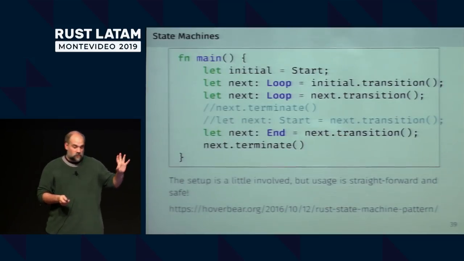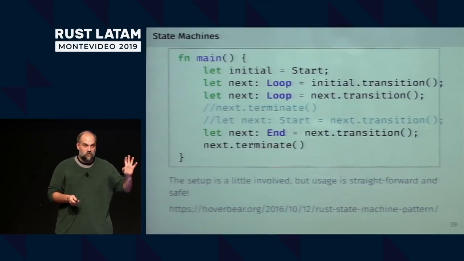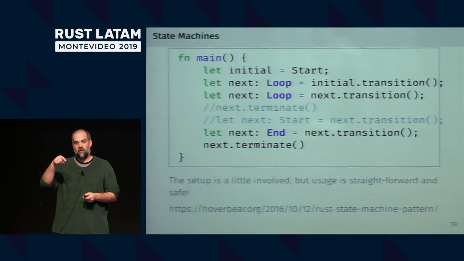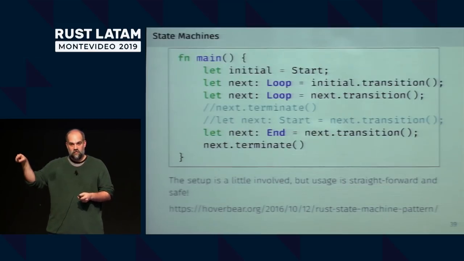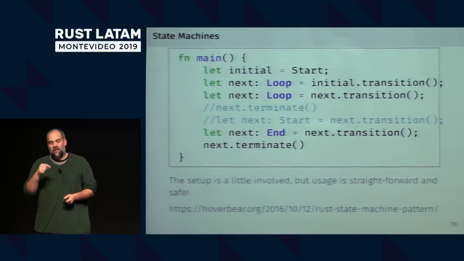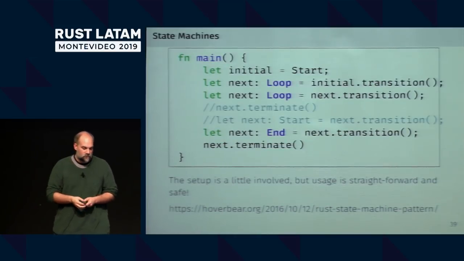The reason why I have to type the left side, so I need to actually express what the next state is going to be, is exactly because I have this loop state where I can either loop again or go to the end state. And this is something where I actually have to tell the type checker, I intend this to be the next state.